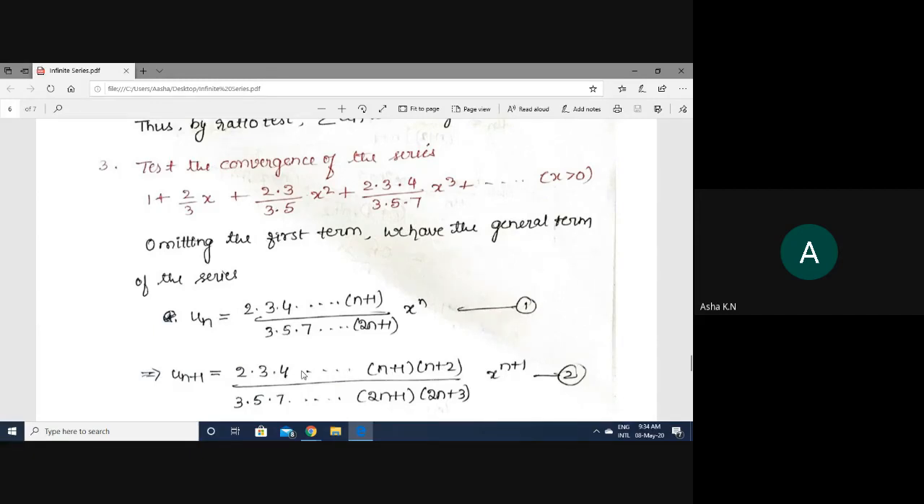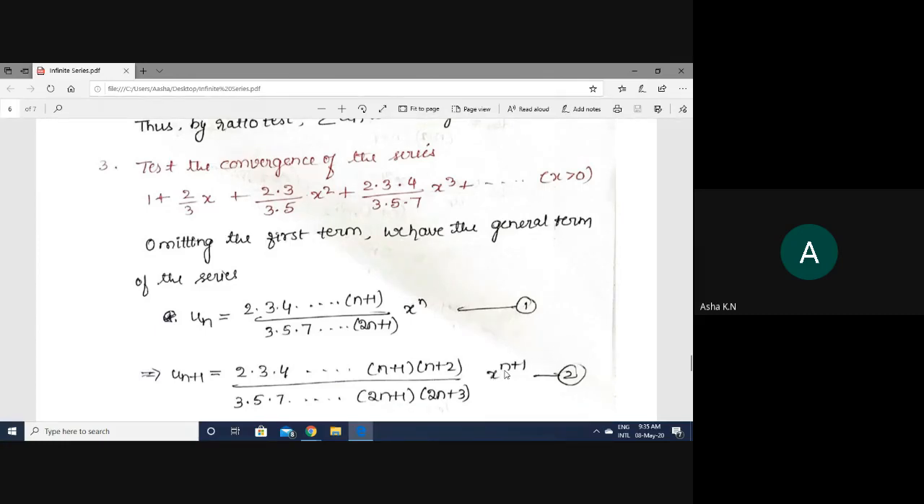Similarly denominator you have 3, 5, 7, etc. And then the next odd number is 2n plus 3. Either you can write like that, or when you replace n by n plus 1, 2 into n plus 1 plus 1, so 2n plus 2 plus 1, which is 2n plus 3. Previous number is 2n plus 1. And then x power n is there; here it will be x power n plus 1.